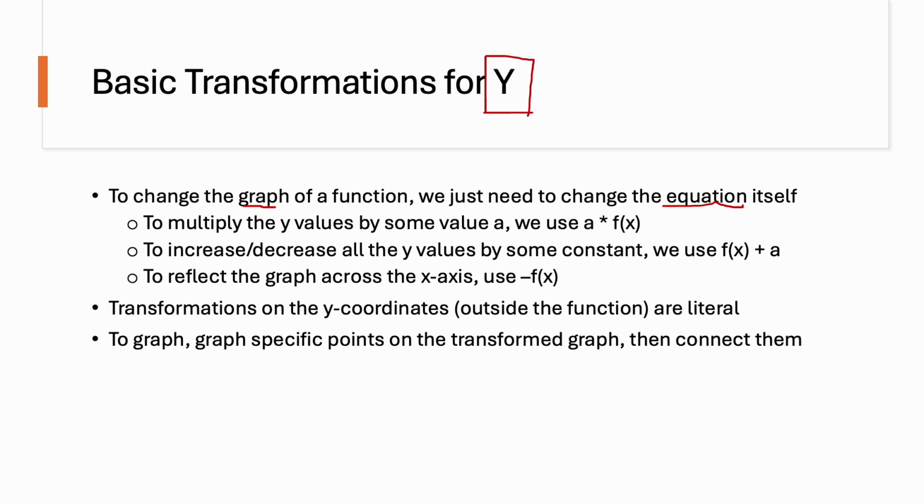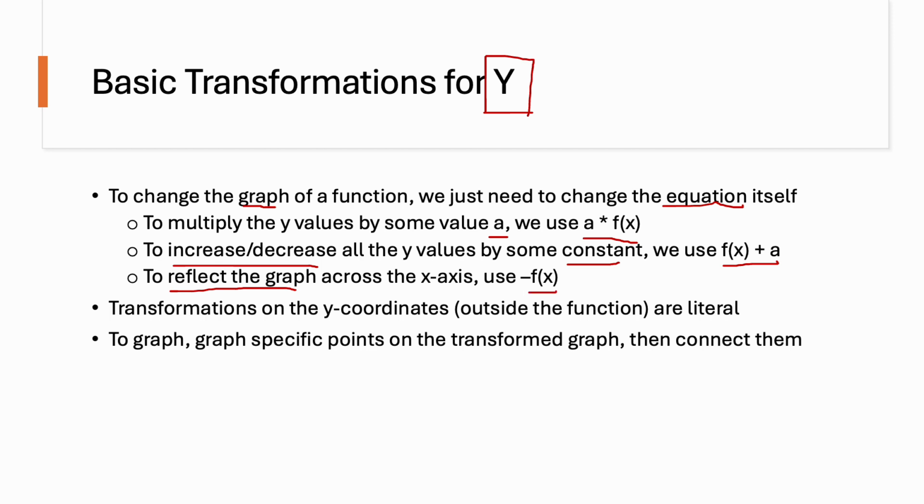So to multiply the y values by some value a, we use a times f of x. So if we have (1, 1) as a value, and a was 2, this would make it (1, 2). To increase or decrease all the y values by some constant a, we use f of x plus or minus a. And to reflect the graph across the x-axis, so to make all the y values negative, we use negative f of x.